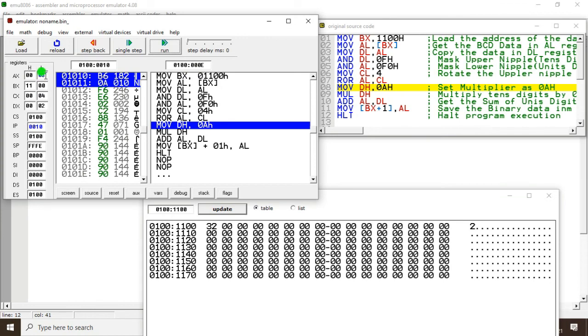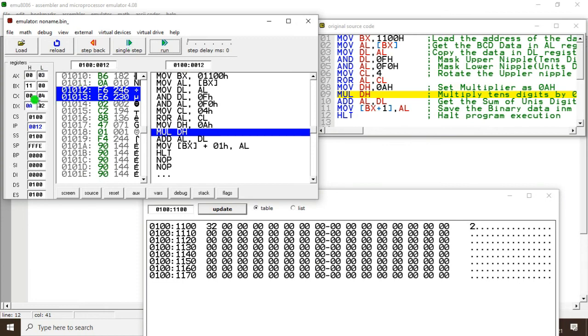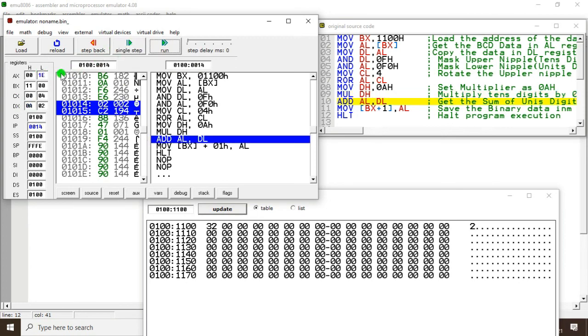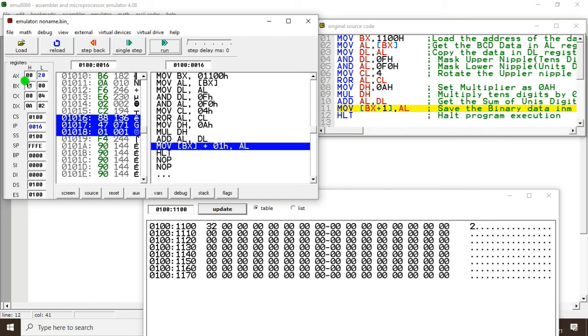Then we are going to load the DH register with the value 0A, because the 10th digit value is multiplied by 0A. That's why that value is stored in the DH register. After that, we are going to multiply it with the AL register value. The result becomes 1E. After the multiplication, the result value is available in the AL register. Then we are going to add AL and DL. What is the result? 1E plus 2. That value becomes 20. The 20 value is present in the AL register.